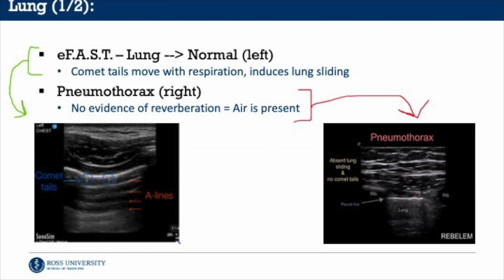Here we have an example of using ultrasound artifacts to distinguish normal from abnormal or pathologic. On the left, you can see in the normal lung, we have the reverberations present, and the comet tails, which would move with respiration, are not present on the right side. This is because instead of having the normal lung tissue in a patient with pneumothorax, in this space you have air.